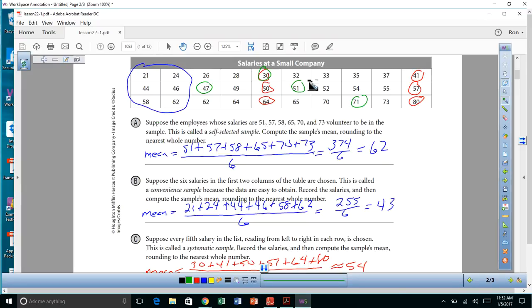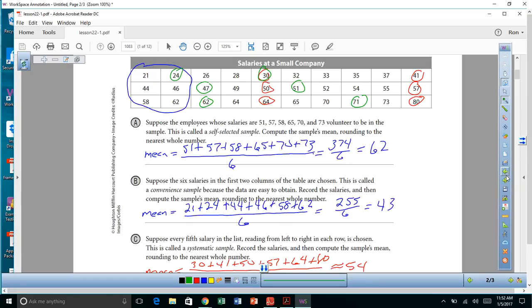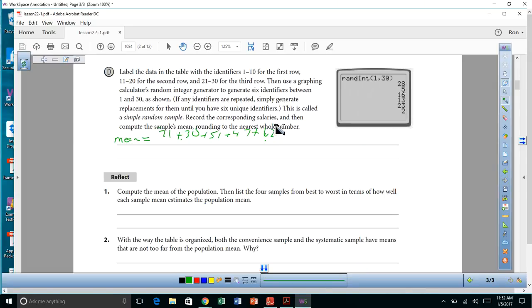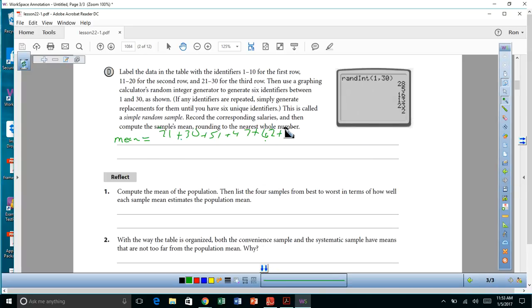23. So that's 10, 20, 1, 2, 3. That's 62, and I think 24 was the last one. I forgot what it was. 23 is 62 and 24. So 62 plus 24, and then divide that by 6. And what do we get?